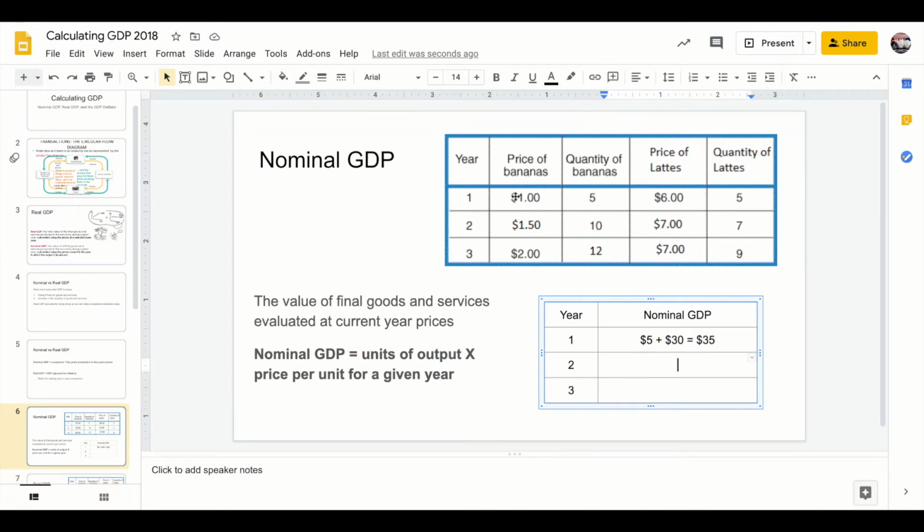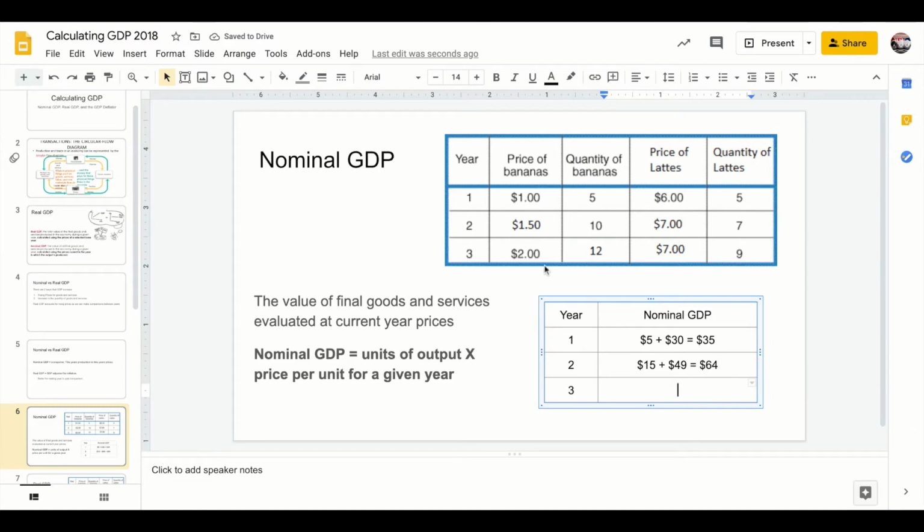For year two, we're doing the same thing. $1.50 was what a banana cost in year two, and we had 10 bananas. So that's 10 times 1.50, which is $15. $15 plus whatever we made off lattes. $7 times 7 is $49. 49 plus 15 is 64. So we made $64 in year two nominal GDP.